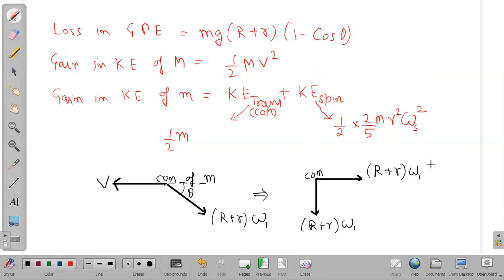So it should be (R + r) cos θ as the horizontal component, minus V, and here you will have the vertical component as sin θ. And now the resultant of these two will be the total velocity of center of mass, and that I will use in the expression for kinetic energy. This total velocity of center of mass is needed for kinetic energy.